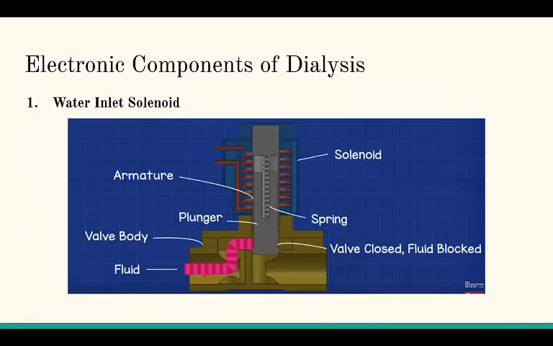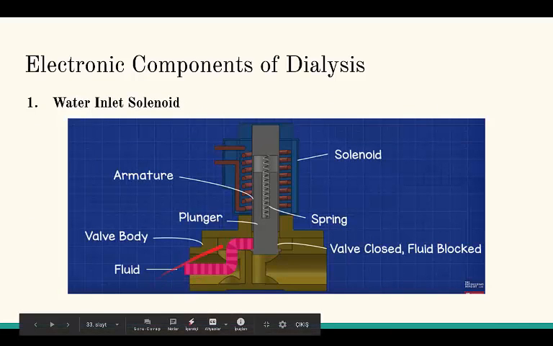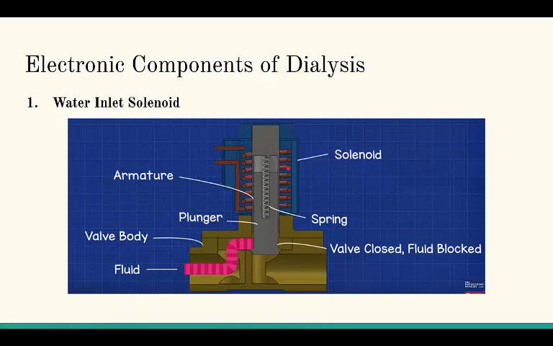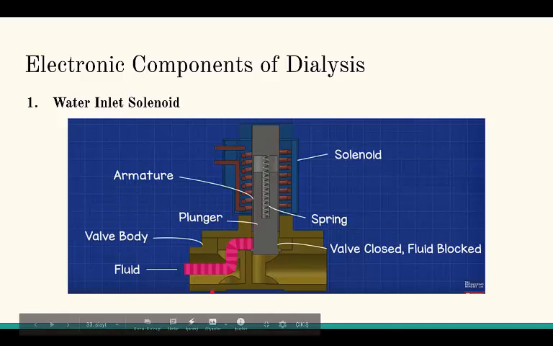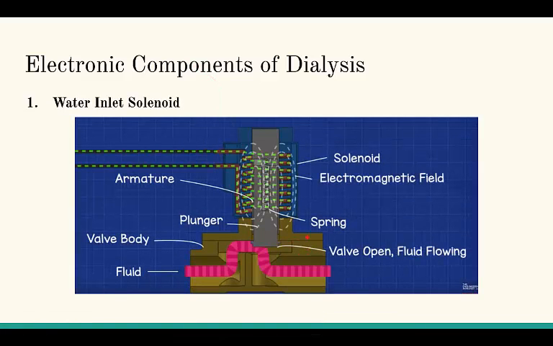So, as you can see, we have this spring here and the plunger here, and in this case, this is a closed valve. If there's current coming here, the electromagnetic field would push the plunger up, hence allowing the fluid to pass. And here is the open valve.